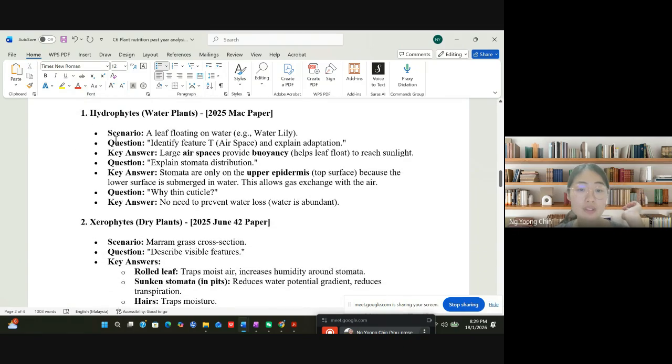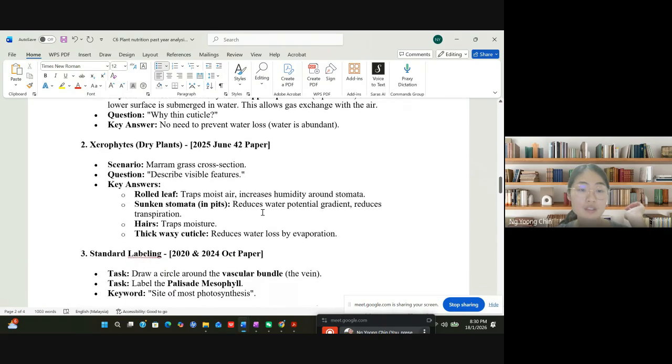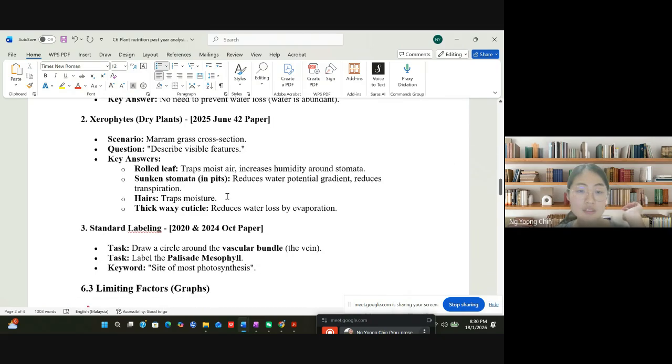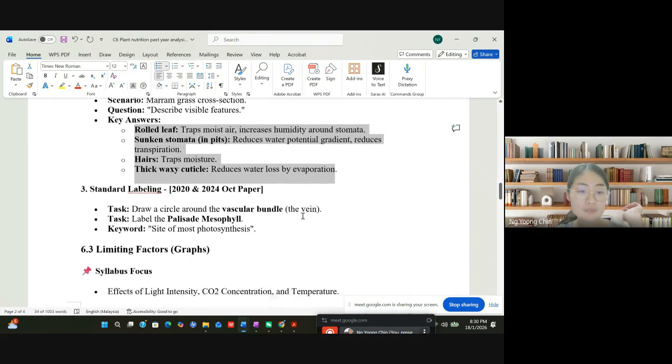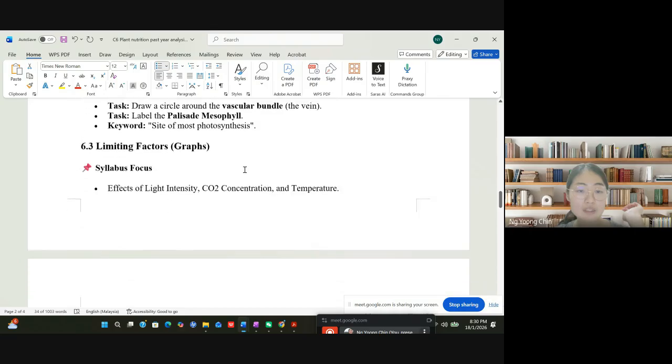This is the same thing that I discussed with you just now. Some of the questions they ask you are how to describe stomata distribution in the hydrophyte. You can say that stomata are only located on the upper epidermis. Why do they have a thin cuticle? Because they don't need to prevent water loss. And then the xerophyte: they'll give you marram grass cross sections, and ask you to describe the features and label it.